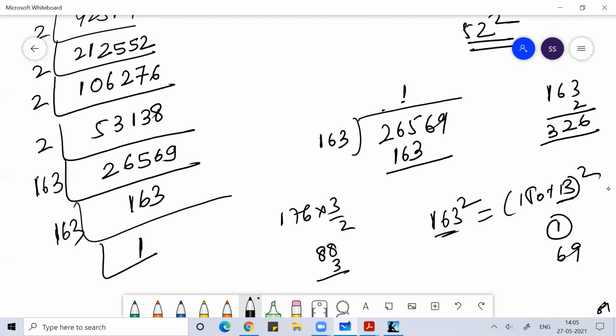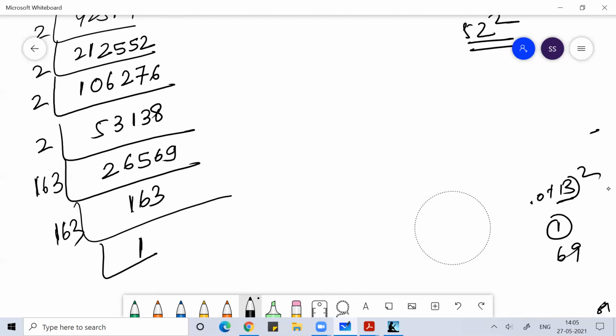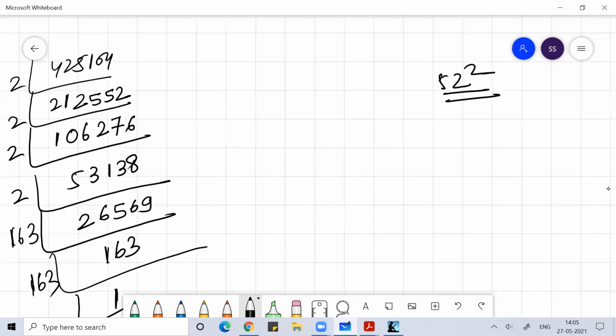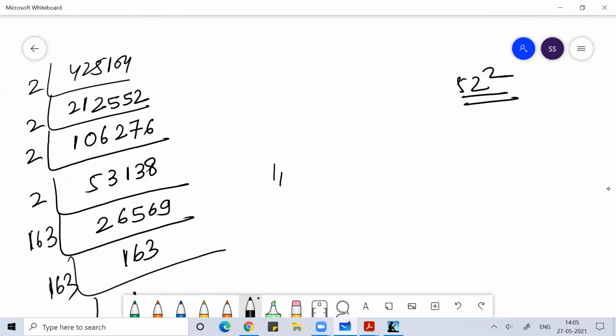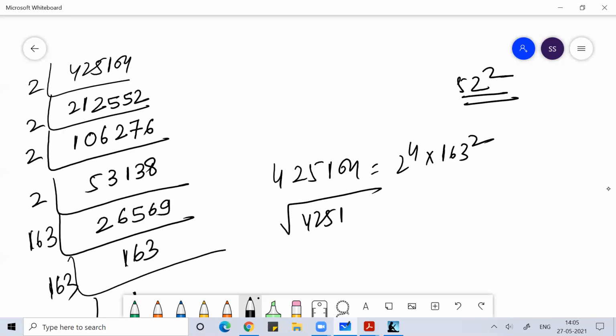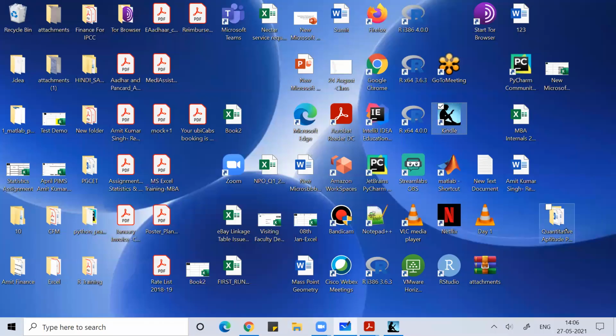88 into 3 264, हाँ सही है। ये होगा इसका प्राइम फैक्टराइजेशन. 425,104 is actually 2 to the power 4 into 163 square. The square root of 425,104 is 2 square into 163. Means 163 fours are 12, 25, 2 carry, 652.